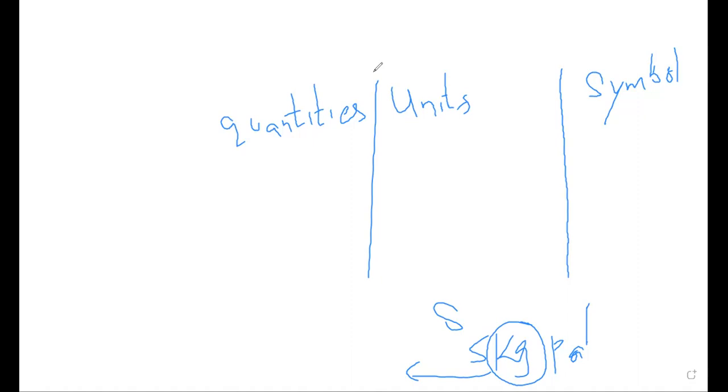Like if we want to measure the mass, we measure it in kilograms. If we want to measure time, we measure it in seconds or minutes or hours. If we want to measure the distance, we measure it in meters or kilometers or centimeters. Right? So these are what units are.